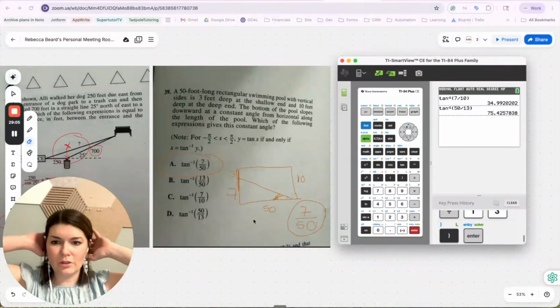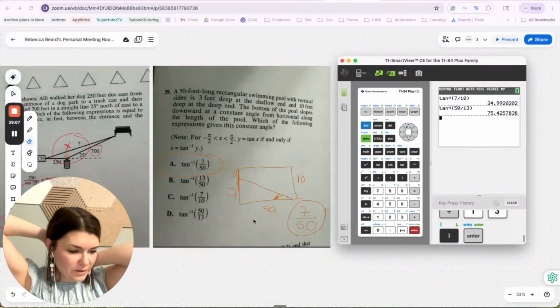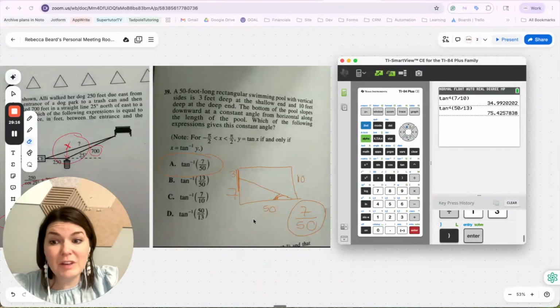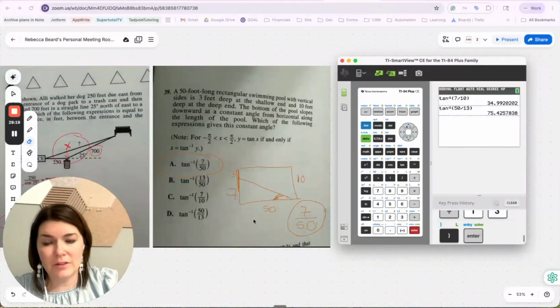So if you're really in a pickle, you can eliminate these. But if you're thinking that's a super tiny angle, and yes, it is, you've got to think about it this way: that is a huge pool. It is 50 feet long. So anyway, that's my rant for the night.